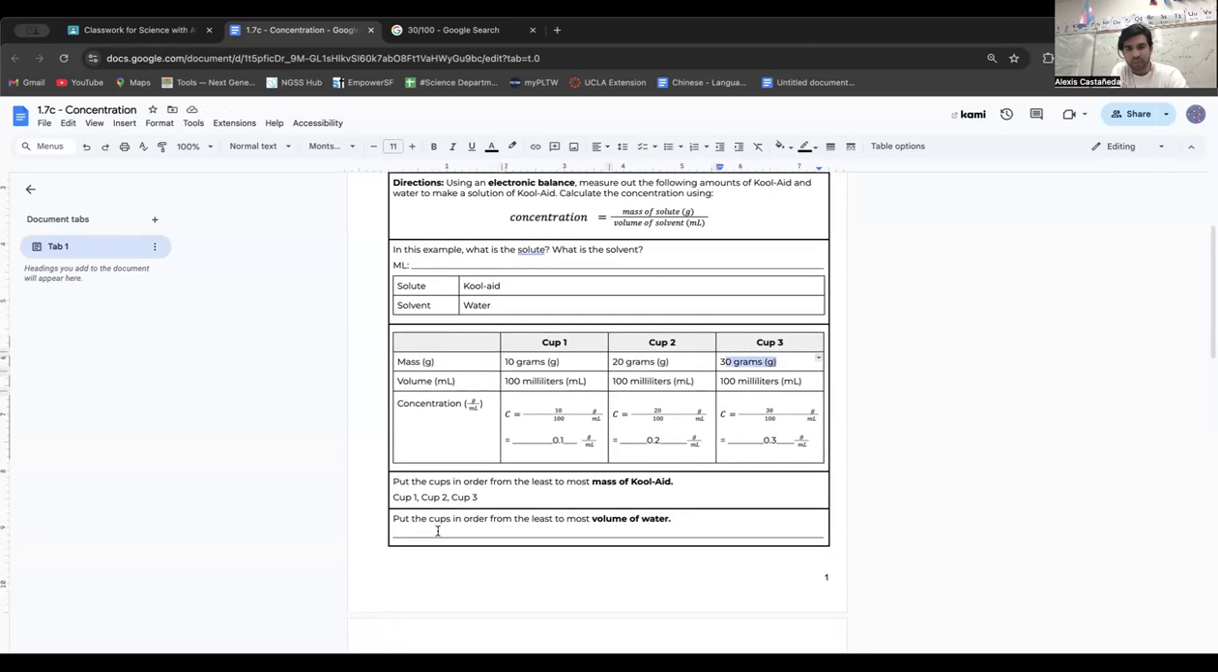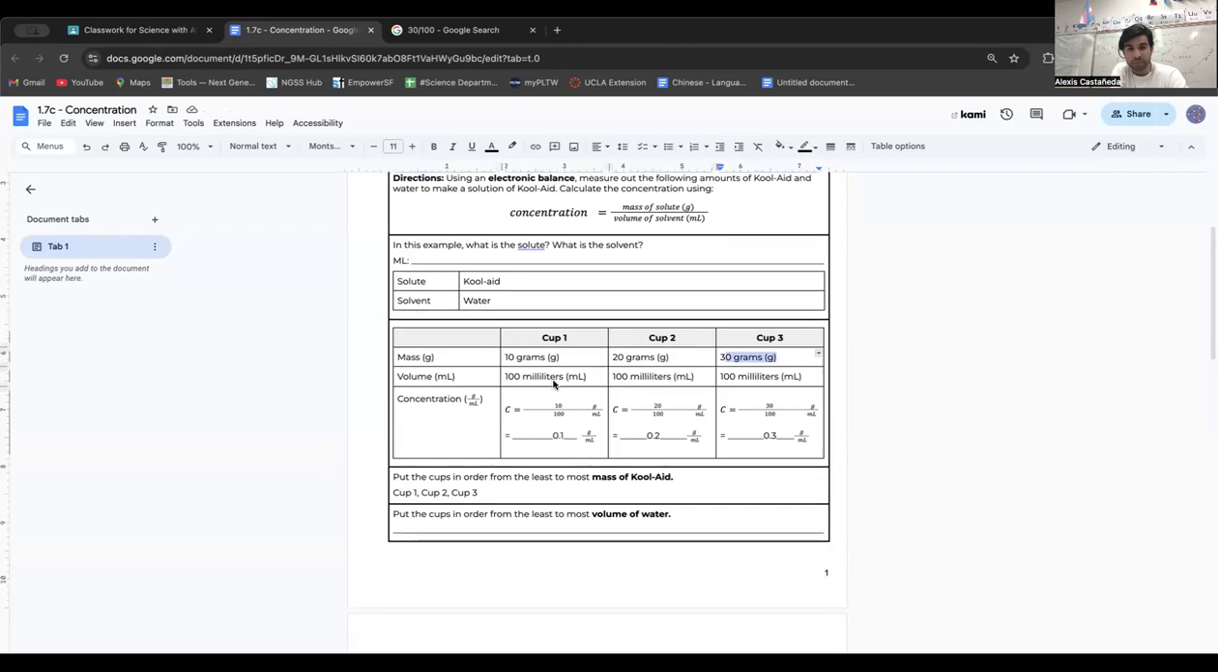Now it's asking us to put the cups in order from the least to most volume of water. So in this case, cup 1 has 100 milliliters of water, cup 2 has 100, and cup 3 has 100. They all have the same. So cup 1 is the same as cup 2, is the same as cup 3.